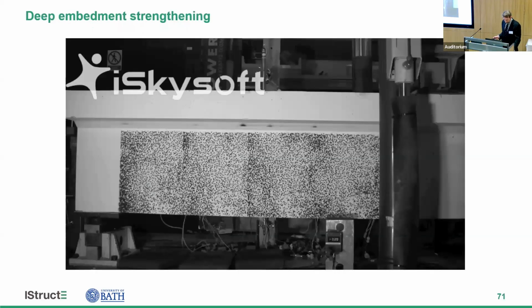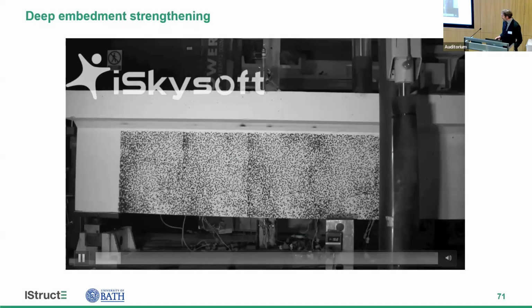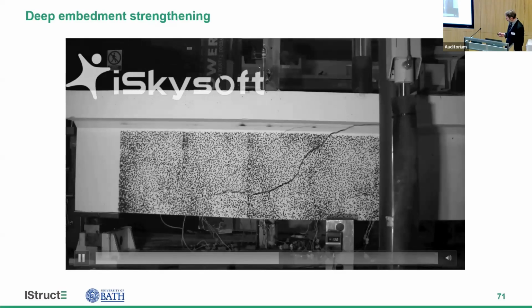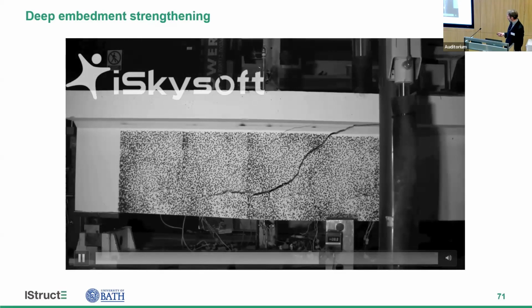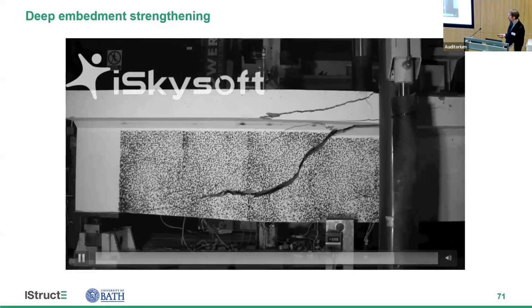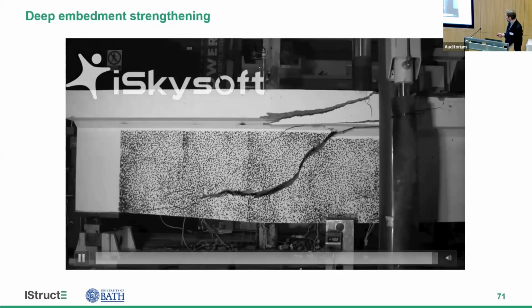And then this is our beam with our deep embedment strengthening. The advantage of the deep embedment strengthening is that it is the full depth of the beam. So you can't see it because it's all internal, but it will therefore strengthen the full shear span and be effective over the full shear span. And as it fails, it debonds gradually because it's confined within that concrete.